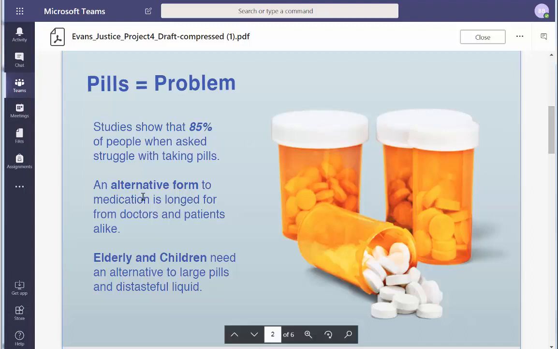This is weird, especially you. This is not your language. "An alternate form of medication is longed for." This is not how you would say something.